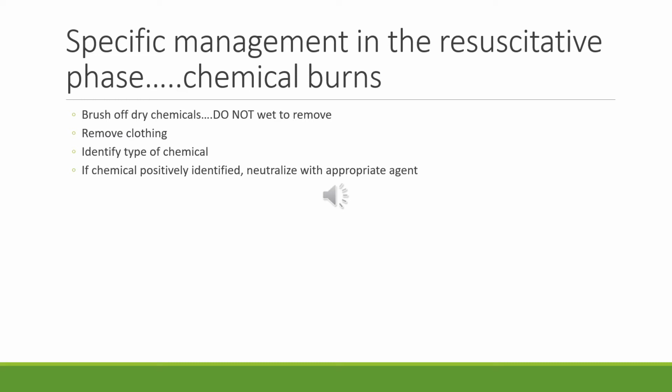And looking at chemical burns, some of the management that we might need to consider would be, if the chemicals are dry chemicals, we need to make sure that they are just brushed off. We don't want to wet the chemicals on the skin at all, because that will cause a worsening burn. Also, again, removing the clothing to get the chemicals off of the skin. We need to identify what type of chemical it is, and then potentially just call poison control for that. And then if the chemical is positively identified, neutralize it with the appropriate agent as instructed.